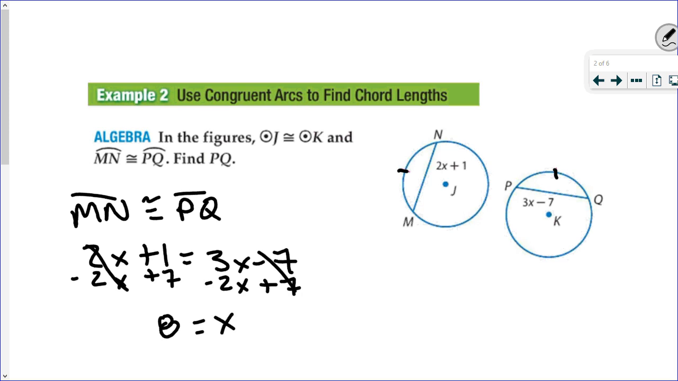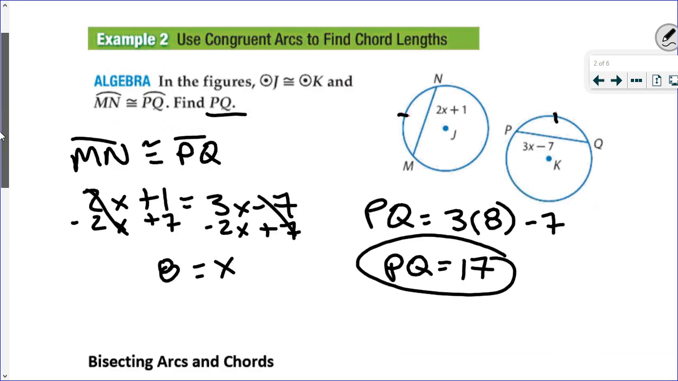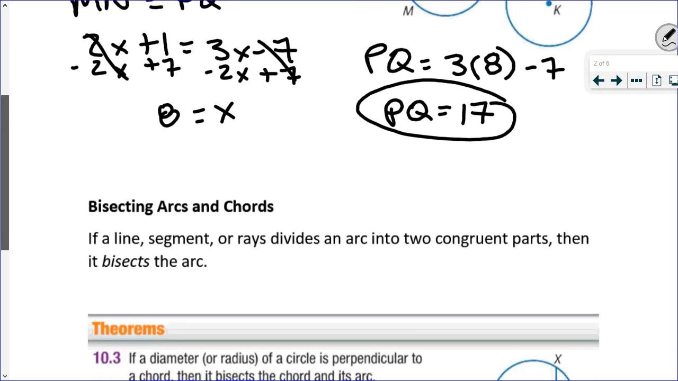That's finding x. It asks for PQ, so we just need to use that. PQ is equal to 3 times 8, minus 7. So it's 24 minus 7, so PQ is equal to 17. So that's using theorem 10.2: arcs are congruent if and only if chords are congruent.